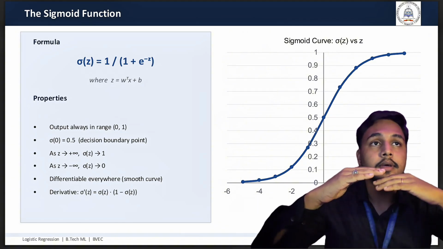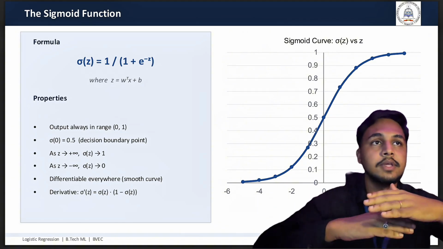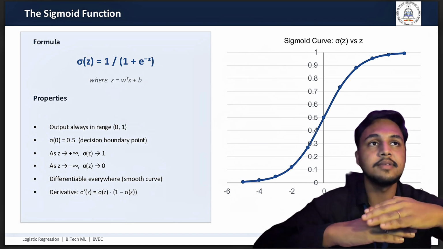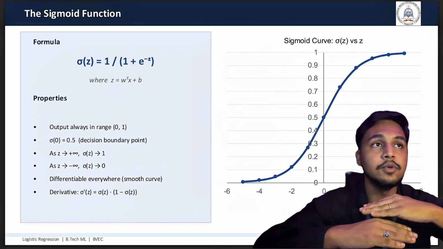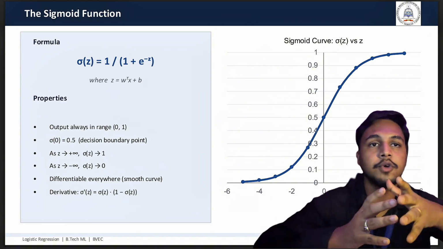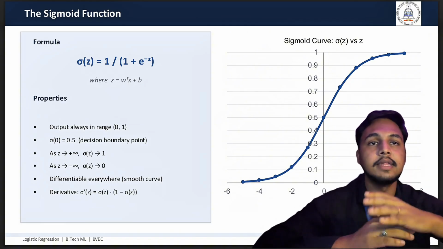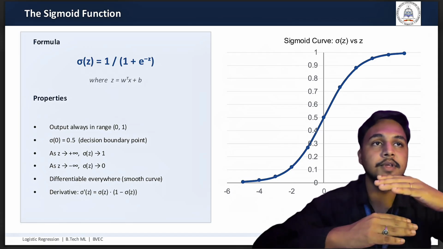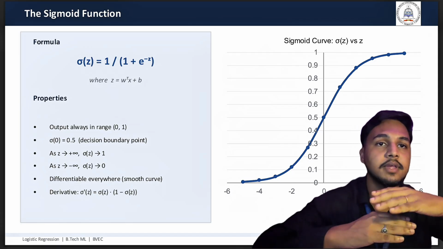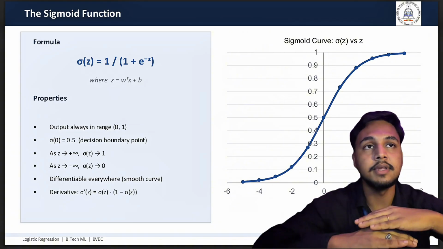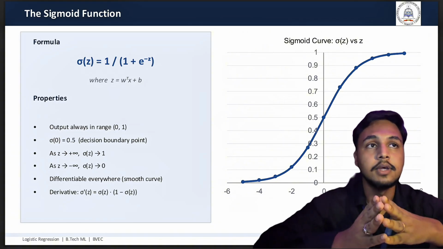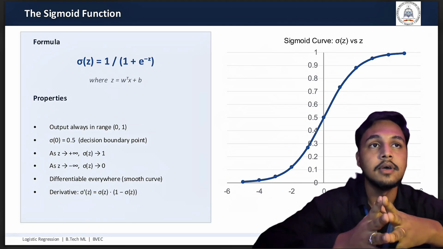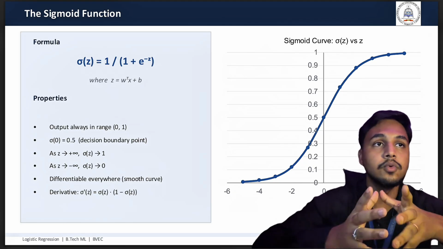When the value of z is greater than 0, the sigmoid output is always greater than 0.5. Similarly, when the value of z is less than 0, the sigmoid output becomes less than 0.5. So here 0.5 indicates the decision boundary in logistic regression. As z approaches infinity, the output approaches 1, and as z approaches negative infinity, the output approaches 0. This makes sigmoid an ideal function for converting any real value into a probability.